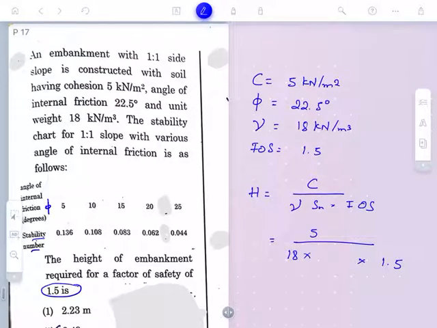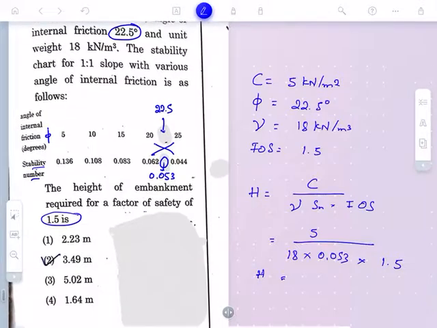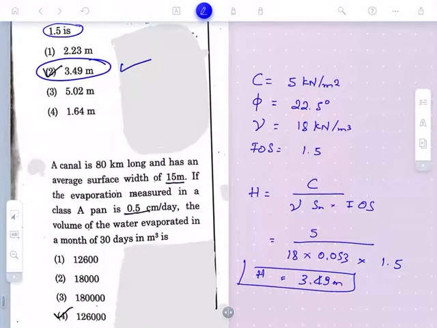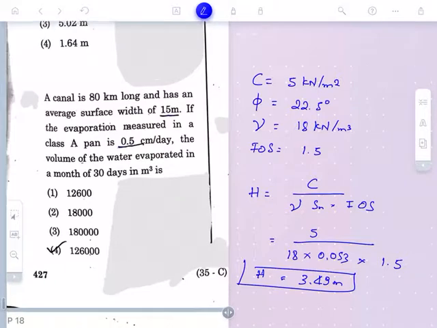So this is the angle of internal friction. According to the question, we need to find the stability number with respect to 22.5. 22.5 will come here in between 20 and 25. If we interpolate these two values, the value here will come as 0.053. So 0.053, then if you substitute this, the height of the embankment will be 3.49 meters. So this would be the right answer for this question.